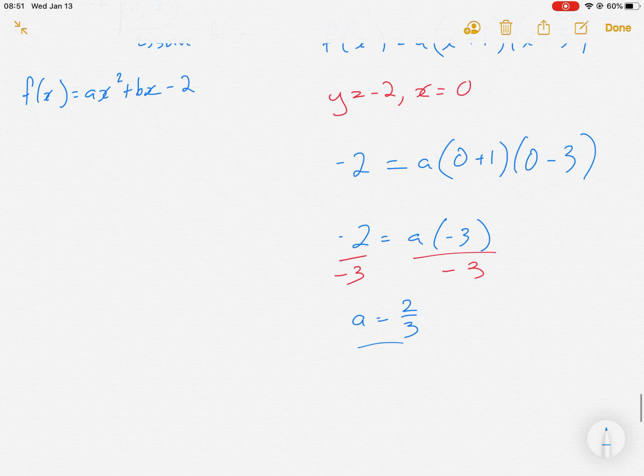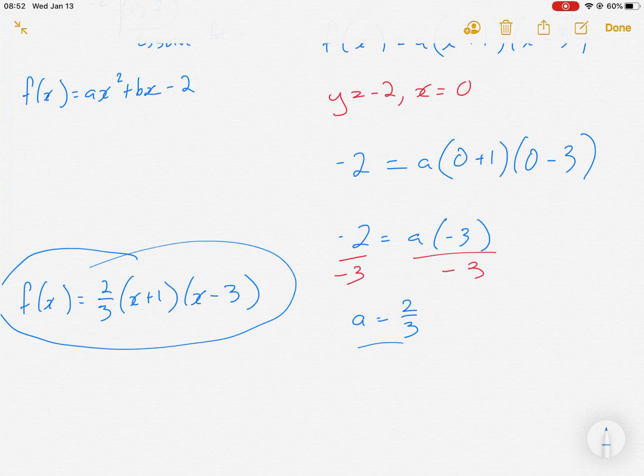So now I can write my final equation. F of x is going to be 2/3 times x plus 1 and then x minus 3. And since we said any form, we'll use the instructions from the other example. We said any form, we can just leave it in factored form, and that's totally fine.